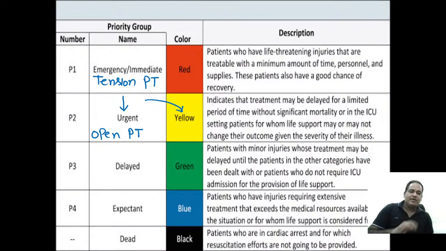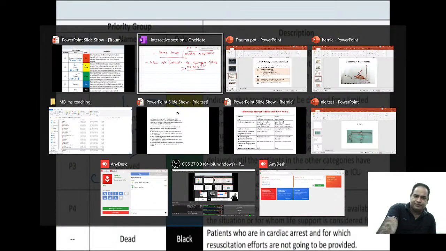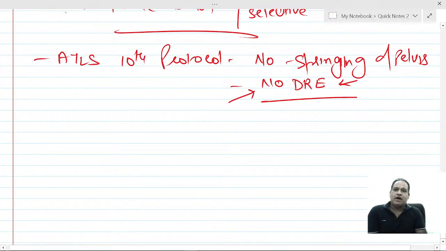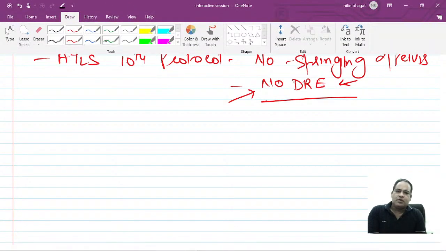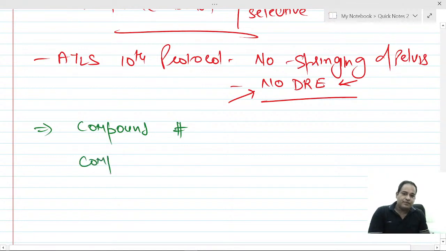Fine. Now, delayed management, green tag. Typical example will be closed fracture. Now, very often, many of us may make a mistake between compound fracture and complicated fracture. Compound fracture is open fracture.